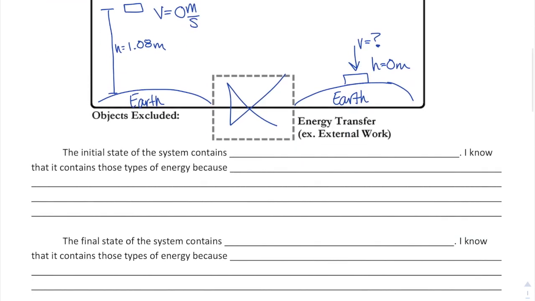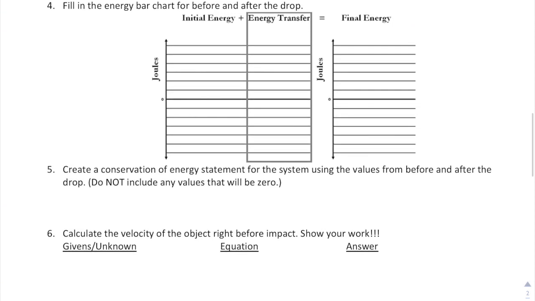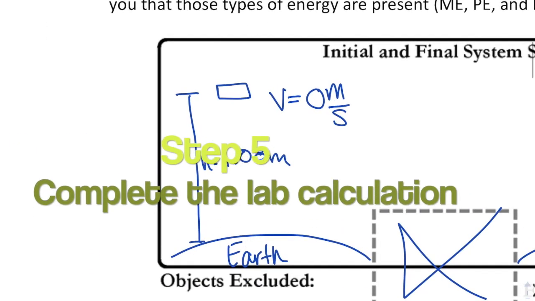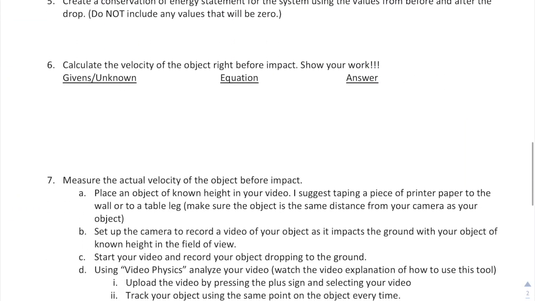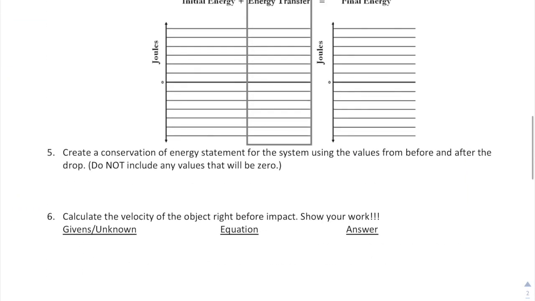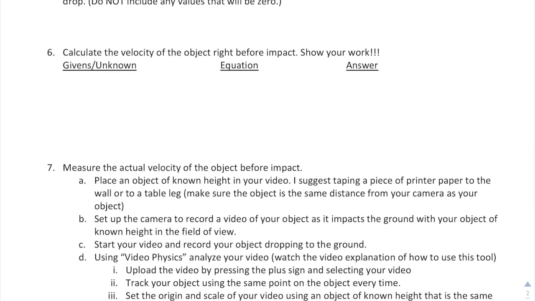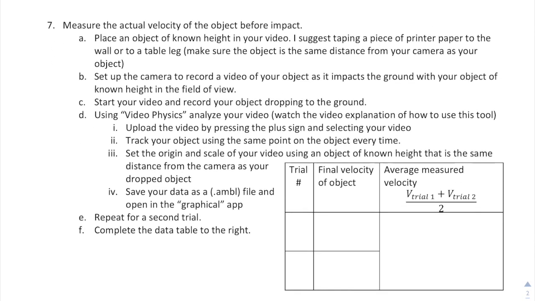Then you're going to explain the system. Create a bar chart for before and after the drop. What energies do you see in the initial state over here? What energies do you see in the final state? Then from there, you're going to create a conservation of energy statement and calculate the velocity. That is something that we should all know how to do. Then step 7, this is where things are going to get a little tricky, and this is where the video is going to come into play.